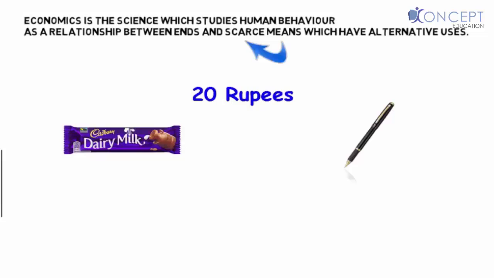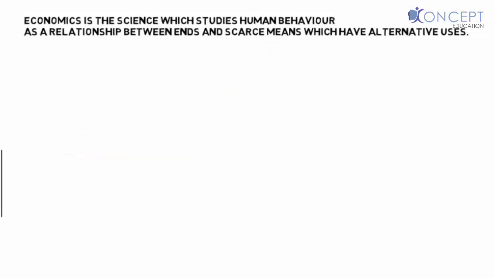And that's why you have to make a decision with your means which are scarce: which end to fulfill first, which end to fulfill second, which end to fulfill third. And that's why Robbins said that economics is a science of choice making, making choices with the scarce means, which of your ends you want to attain first, second, third, and so on and so forth.